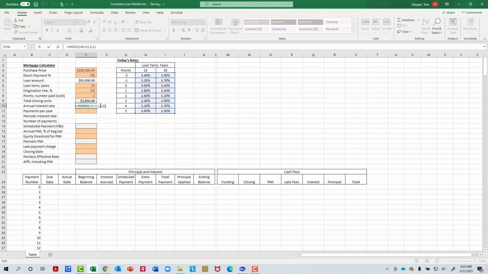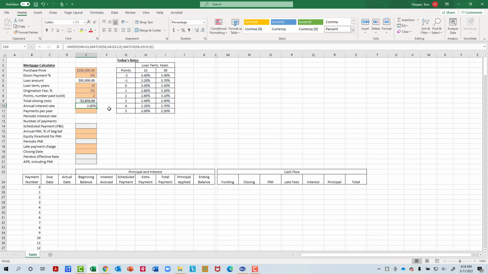Instead of hard coding the value of the 5th row, let's use MATCH and say match that number of points in this column. I think it's better if we ask for an exact match, just so it throws an error if we don't find an exact match. And so MATCH E8 within G4, looking for an exact match, should give us the 5th row. We can do the same thing to match the loan term in this series and look for an exact match as well. And we still get the 2.6.